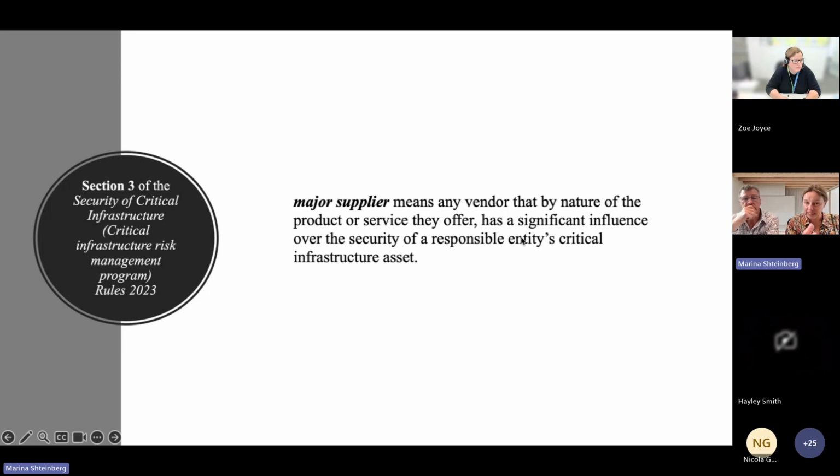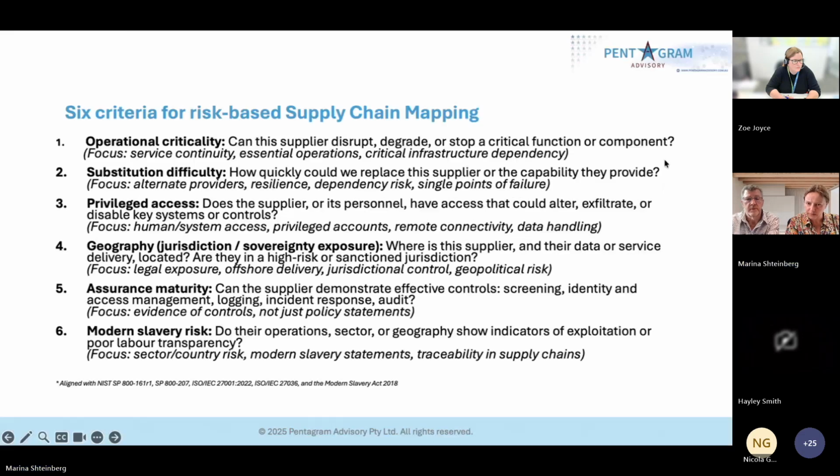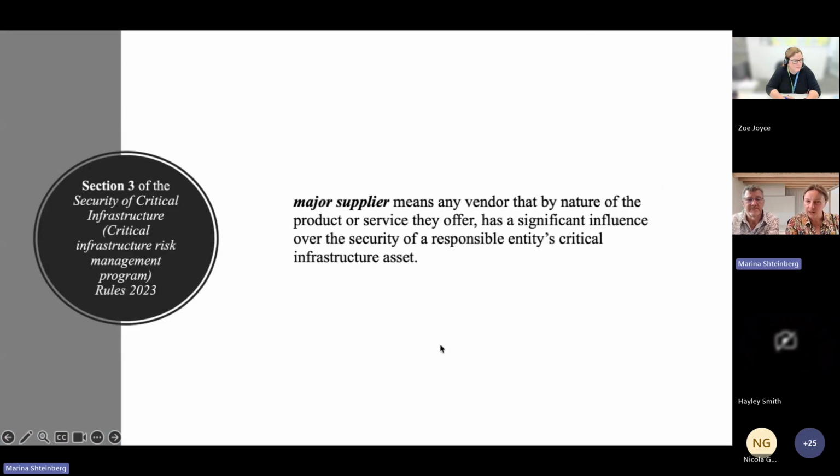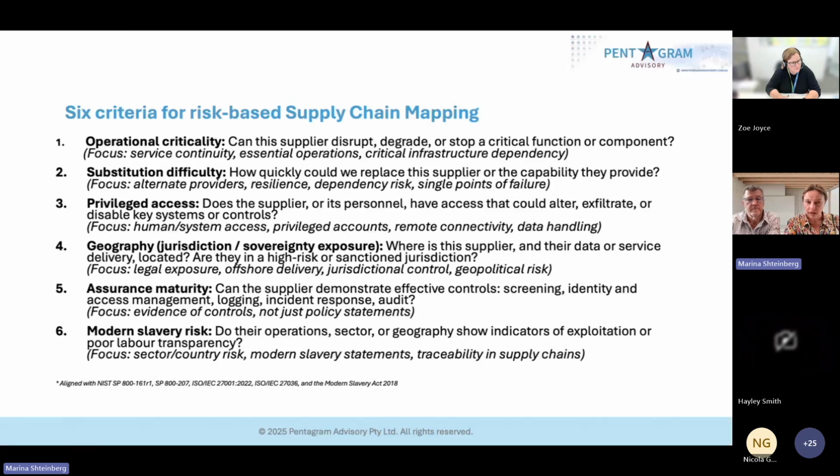Major supplier means any vendor that by nature of their product or services they offer have significant influence over the security of your entity's critical infrastructure asset. So once again, major suppliers, they're narrowed down to the security of your critical components. And that's important to keep in mind.